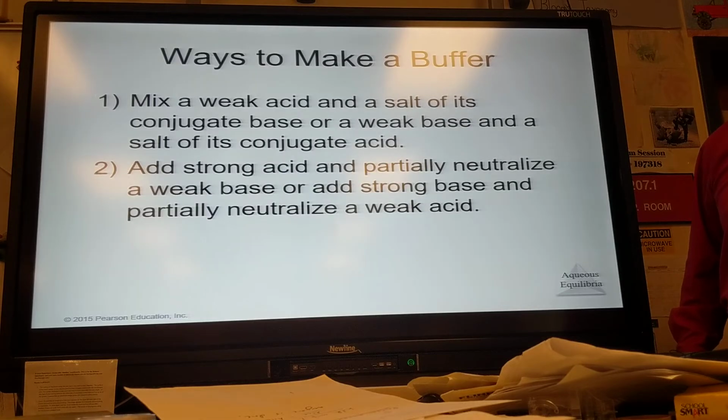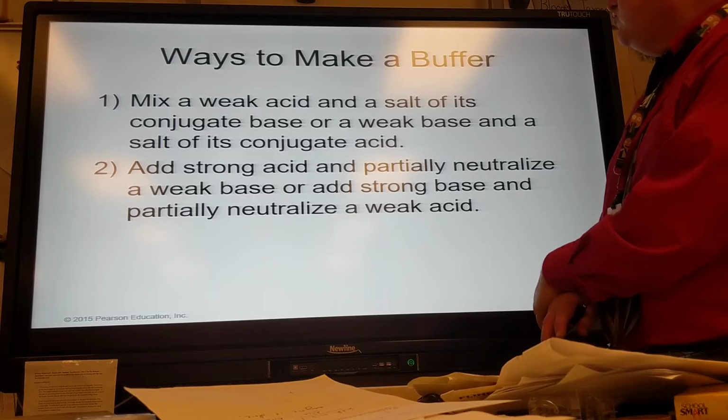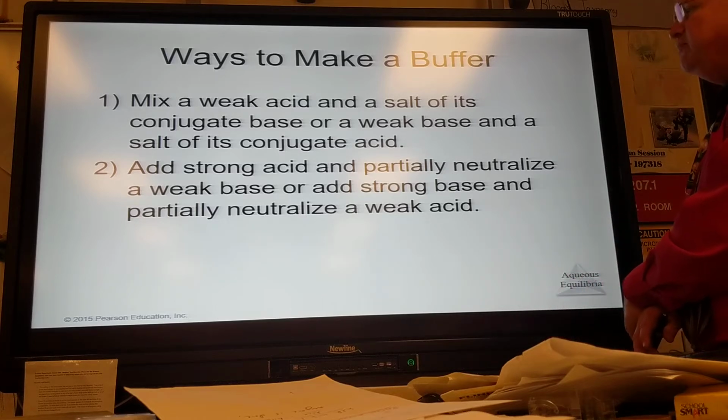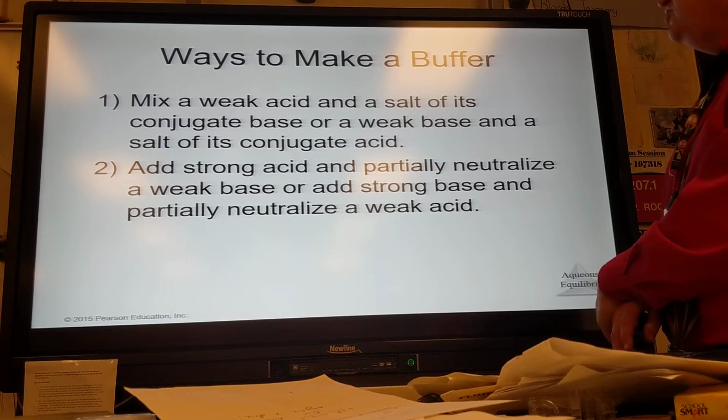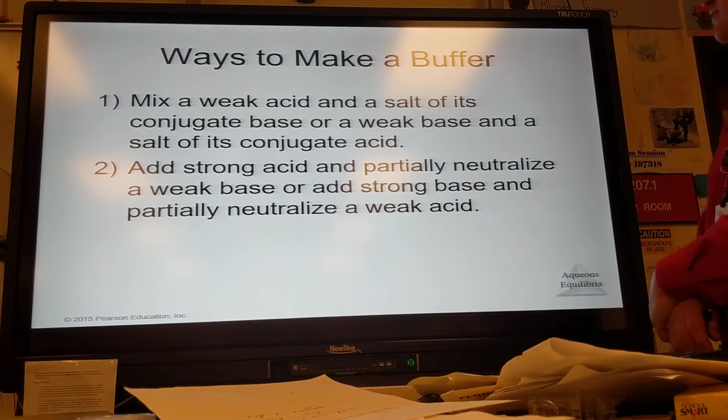Okay. Ways to make a buffer. Number one, you can mix a weak acid and a salt of its conjugate base, or a weak base and a salt of its conjugate acid. The second way you can make a buffer is by a reaction. If you add a strong acid and neutralize its weak base, that will produce, at the end of the reaction, the weak base and its conjugate. I'm sorry, you'll be left with the weak acid and its conjugate.